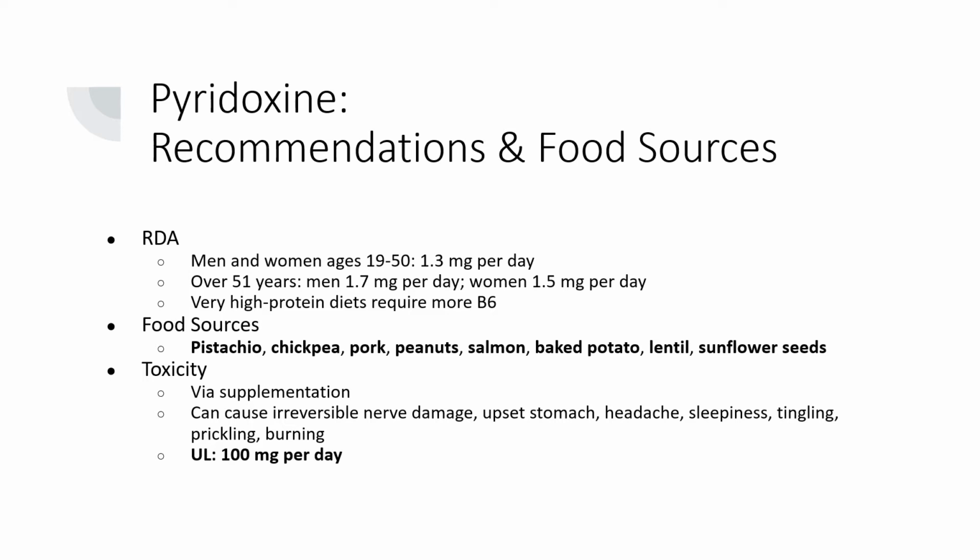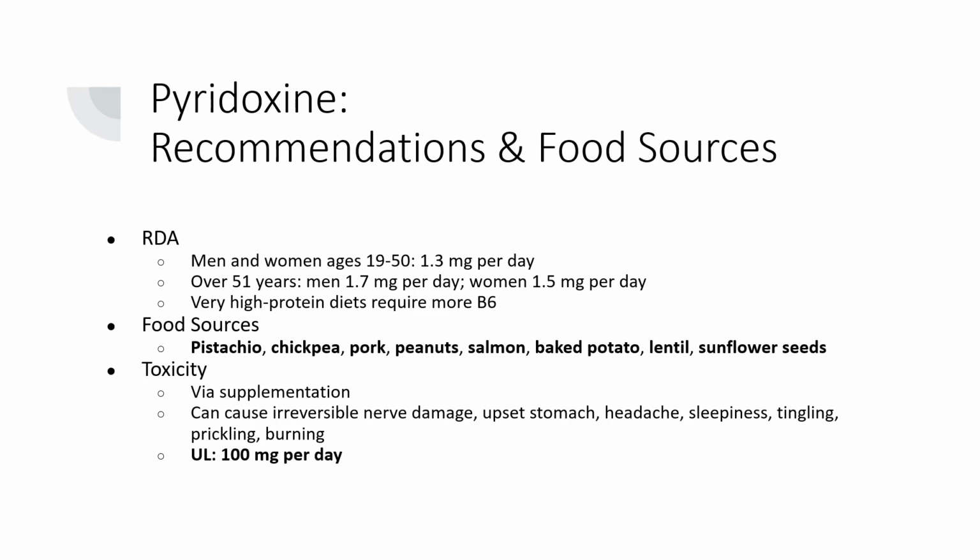Good food sources of pyridoxine include pistachios, chickpeas, or garbanzo beans, pork, peanuts, salmon, and other seafood, baked potato, and really that's any potato, but not really like potato chips. And so baked potatoes are recommended as generally the healthiest way to consume potato, lentils, and sunflower seeds.